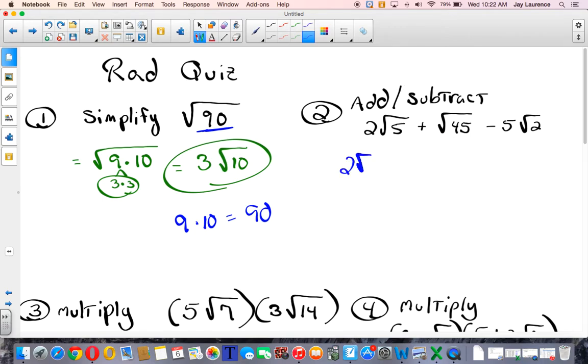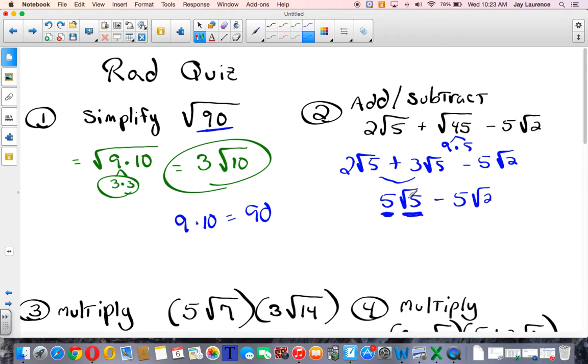So I'm going to have a 2 rad 5 plus, let's see, that's going to be a 9 times a 5. So I think that's going to be a 3 rad 5 minus a 5 rad 2. And when I combine these two terms, I'm going to get 5 rad 5 minus 5 rad 2. Now, they're not like terms because this number tells me how many of this there are. There are 5 rad 5s, and I'm taking away 5 rad 2s. For them to match, the rads would have to be the same number. So there is the answer after I simplify, after I do my addition and subtraction.